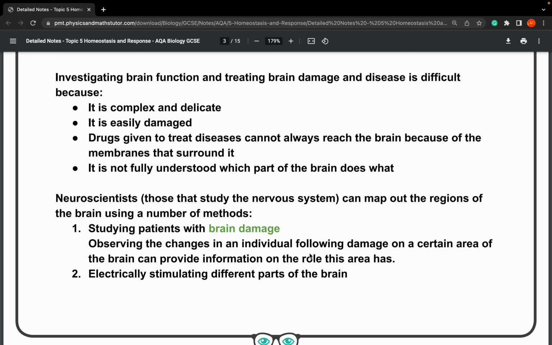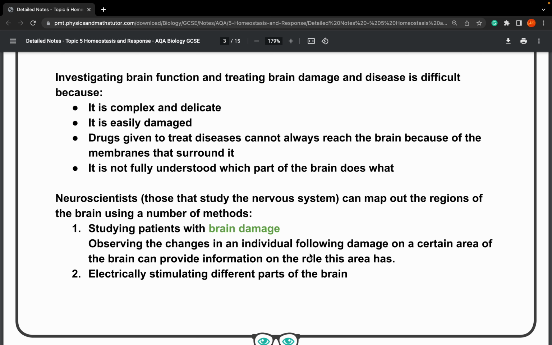So investigating brain function and treating brain damage and disease is very difficult because the brain is a very complex and delicate structure. It can be easily damaged, but for the good skull. Drugs given to treat the disease cannot always reach the brain because of the membrane surrounding it. So the brain is surrounded by a membrane, the meninges, if you want to know. The membrane name is meninges. Because of the meninges, there is actually a term known as the blood-brain barrier. It's a very easy term to remember, which means whatever you are giving in the blood won't go to the brain.